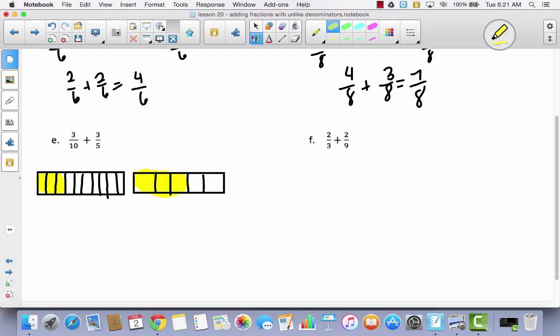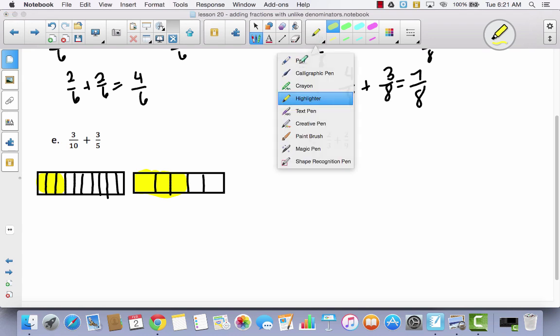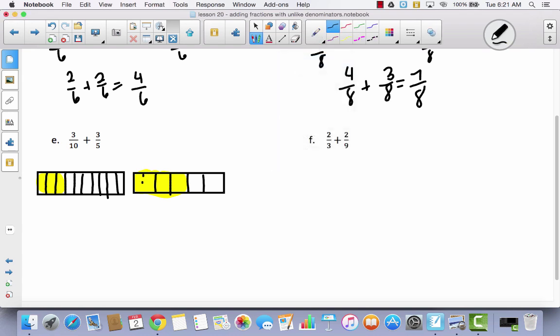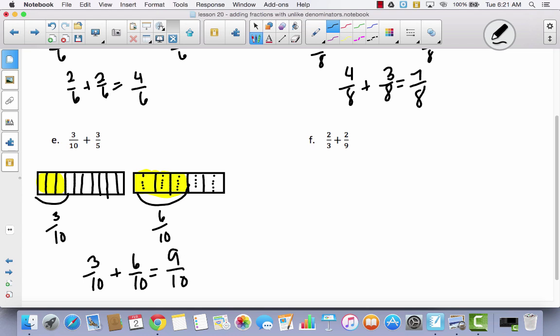So I want to have common units. So I'm going to decompose my fifths into tenths like this. So now I have 3 tenths. And over here I have 1, 2, 3, 4, 5, 6 tenths. So 3 tenths plus 6 tenths equals 9 tenths.